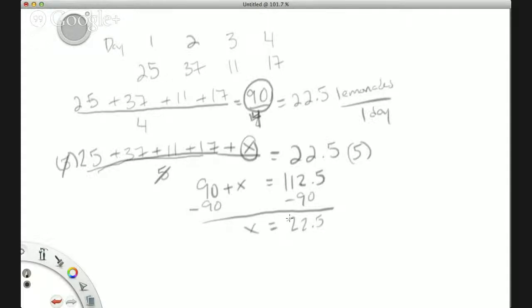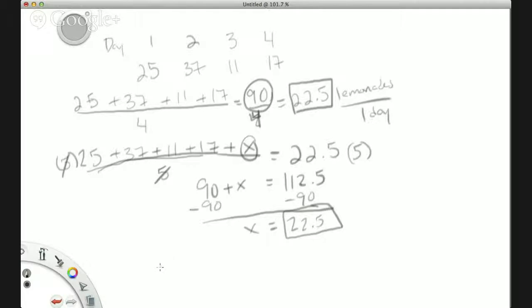So as you can see, pretty straightforward. We've solved for X, which was our missing data point, aka the number of lemonades that Jimmy needs to sell on the 5th day to maintain his average. Pretty easy. Notice the number of lemonades he needs to sell is equal to the average we calculated up here for the 4 days. This is not a coincidence.